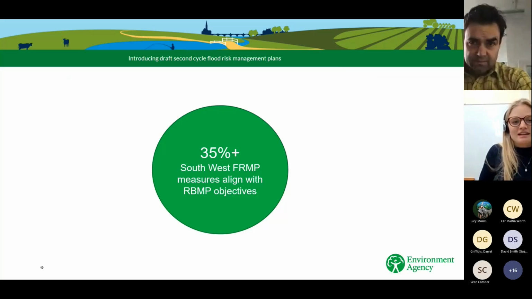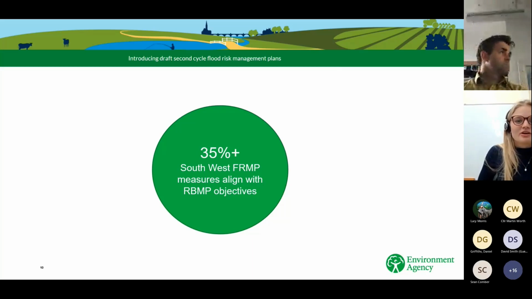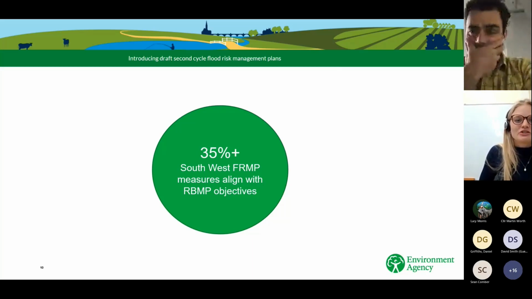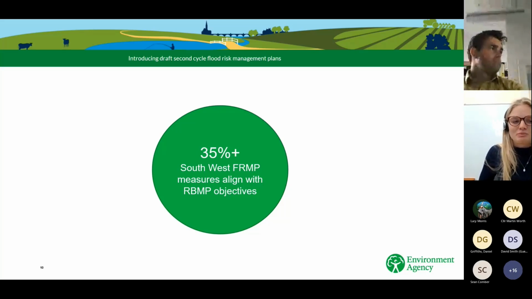Just to highlight, as Dan did in the last presentation, we have tried our best to align our flood risk management plan measures with the River Basin Management Plan objectives. At least 35% of our measures do that, but it is a flood risk management plan, so that's why it's maybe not 100%. There are other works on the ground that we do that unfortunately just don't align with improving the environment. So that's where we're at the moment.